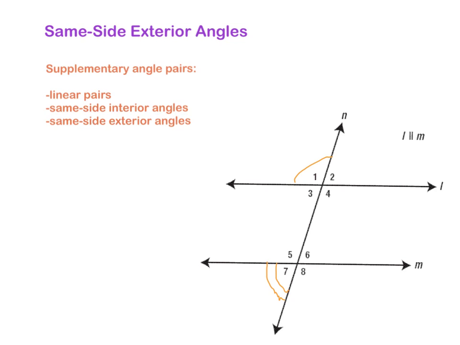Again, I'm going to use different markings here because they are not congruent, but the same color because I want to show that those are the angles that are related. Angle 2 is going to be same side exterior to angle 8. So again, that means angles 2 and 8 are supplementary.